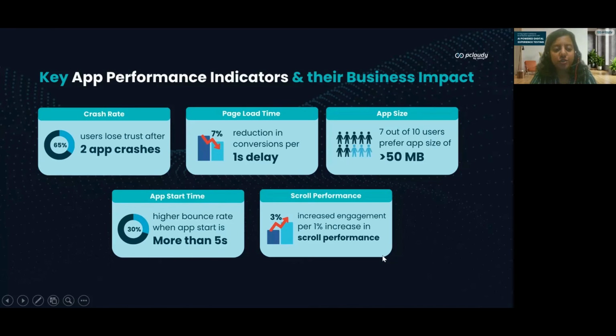And the app launch time. There is a higher bounce rate and app abandonment rate when the app takes more than 5 seconds to launch, which leads to user retention coming down. Finally, scroll performance is critical for user engagement and for retaining users on your application. Even incremental improvement in scroll performance can yield a 3% increase in user engagement. So small optimizations can lead to significant benefits over time, which directly leads to a good business impact.